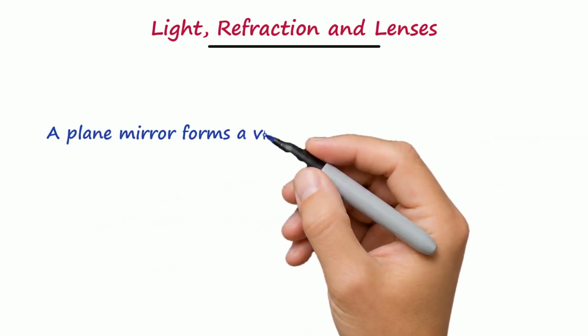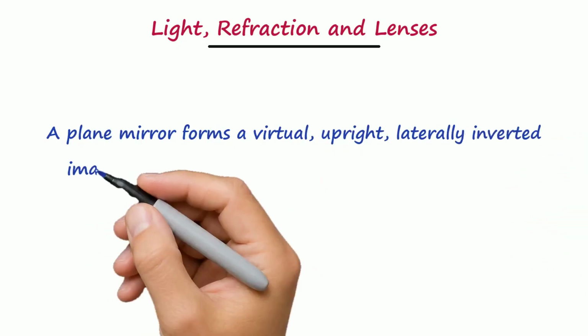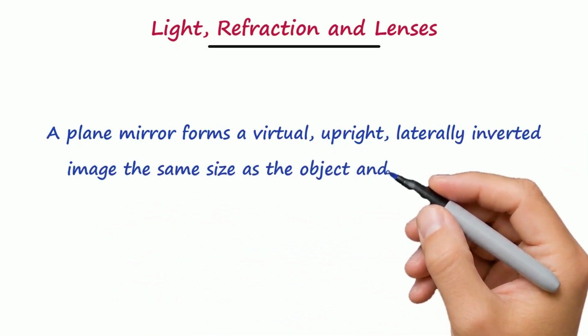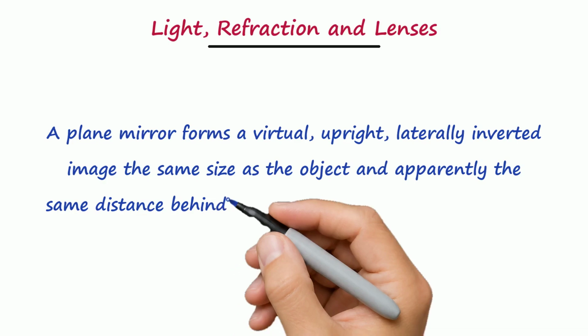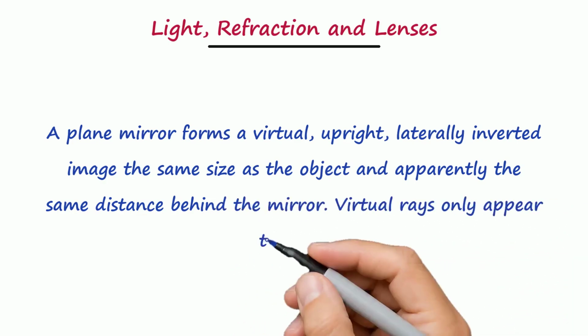A plane mirror forms a virtual, upright, laterally inverted image, the same size as the object and apparently the same distance behind the mirror. Virtual rays only appear to meet.